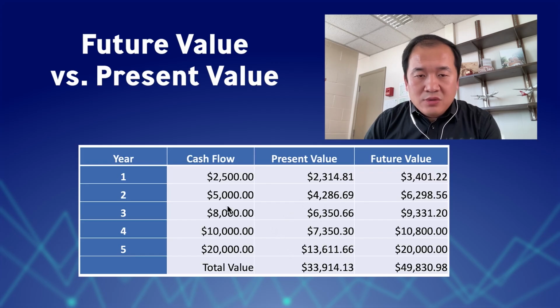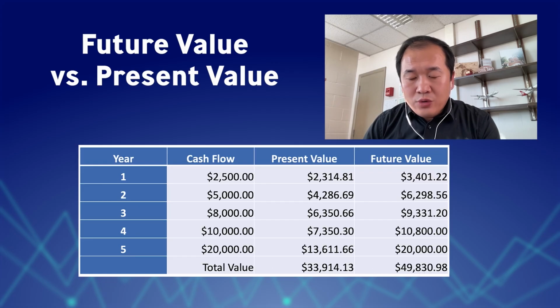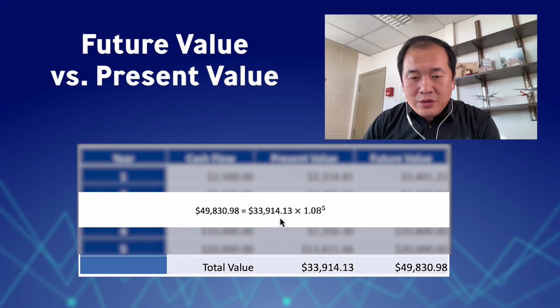You will be able to convert this series of cash flows into present value, which is the beginning of year 1, or into future value, which is the end of year 5. The total present value will be $33,914.13. Then the total future value of this series of payments will be $49,830.98. What's also interesting is that the total present value can be easily converted into the total future value. So you see here the equation will stand.